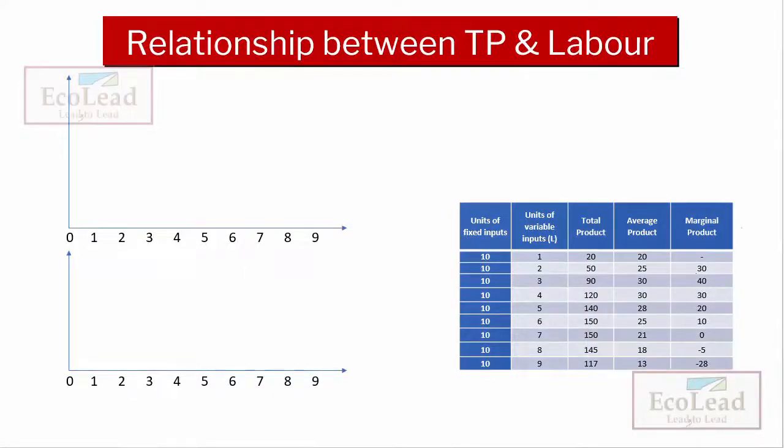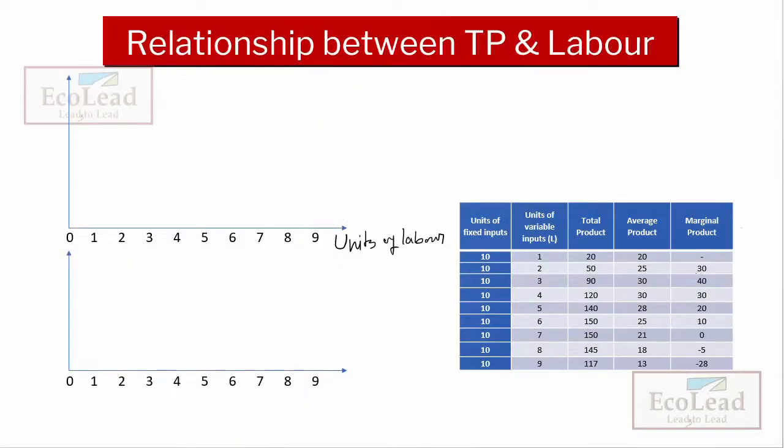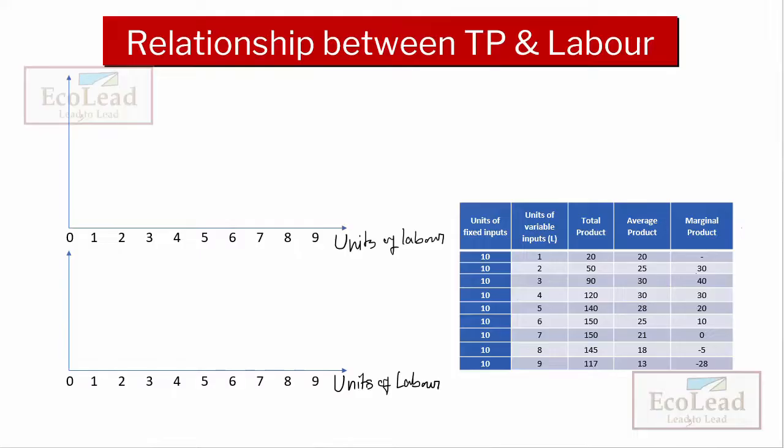Now we will try to draw the relationship between total product, average product, marginal product and the labor units. In the first graph, we will consider the x-axis as the units of labor. Units of labor we will measure on the x-axis, and in the second graph also we will use the x-axis for measuring the units of labor. So in both the graphs we have taken the horizontal axis or x-axis as the common.